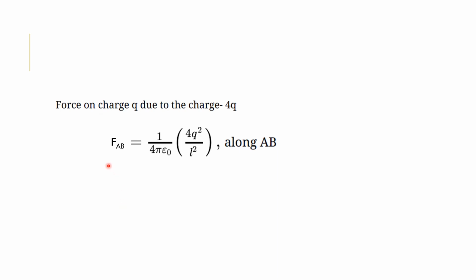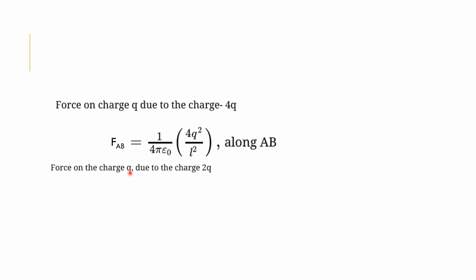So FAB is equal to 1 by 4 pi epsilon naught. What are the charges? Q and 4Q. Only magnitude we need to consider. This minus sign we don't have to consider. That we'll be considering in the vector addition. So 4Q into Q, 4Q square by distance L square, and it is acting along AB.